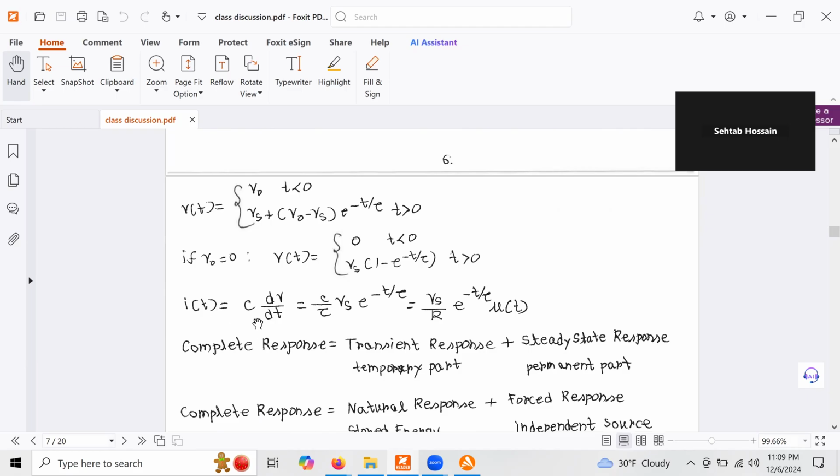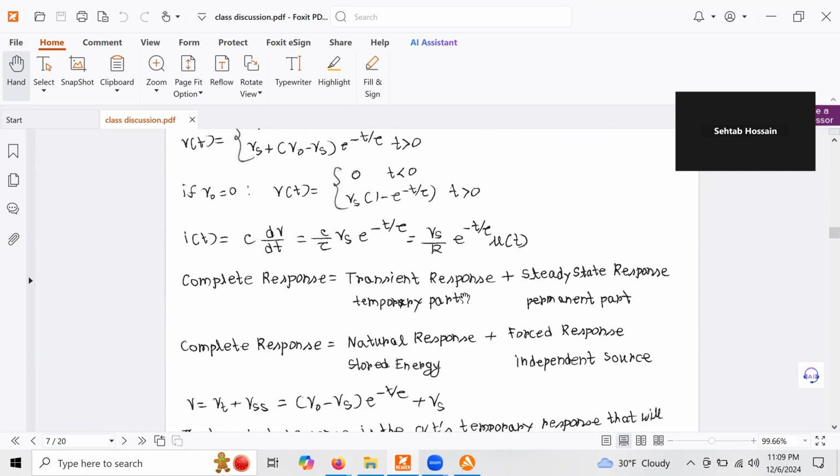So we have i(t). We will just differentiate this expression, then we will get i(t) times C. So it becomes just like this. Tau, we break tau into RC, then C and C cancel out, and we remain with R. So this becomes just like this.